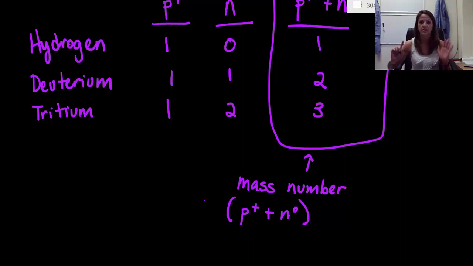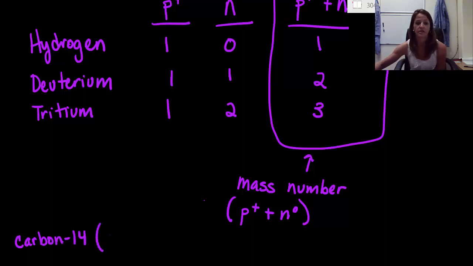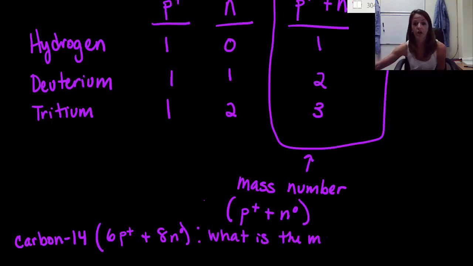So let's check in and see if we understand what a mass number is. I'm going to give you an example. We're going to talk about carbon-14, and I don't expect you to know what that means yet, so I'm going to tell you that it has 6 protons and it has 8 neutrons, okay? Given this information, what is the mass number? Again, we're talking about carbon-14.